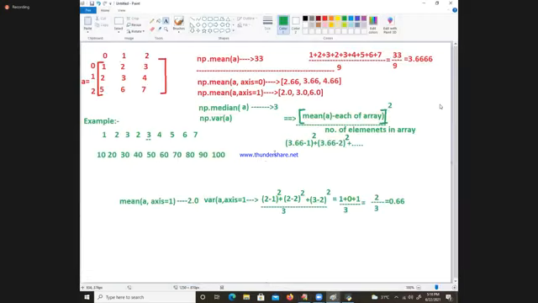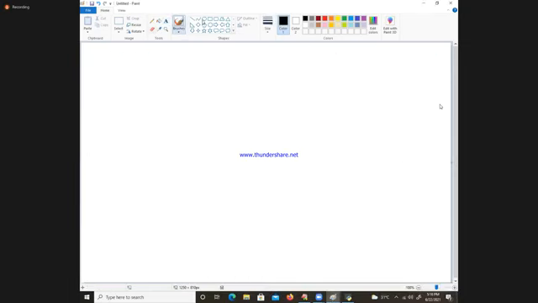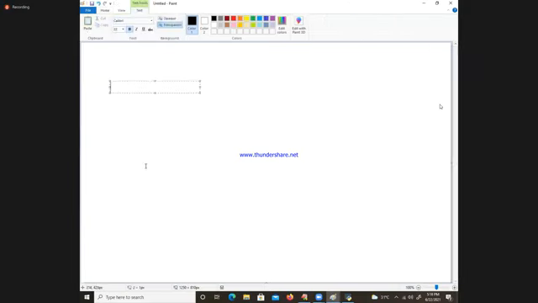See, if I want to find the mean of it, how do you find the variance of it? The variance of any matrix is the mean of the matrix minus each element of the matrix. Because some of the students are saying, sir, please explain once, just for a minute.